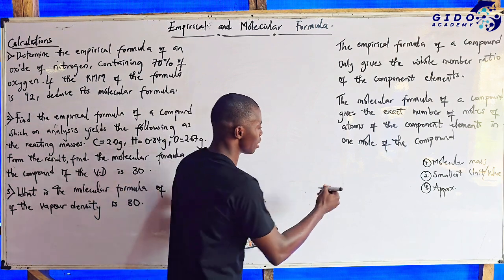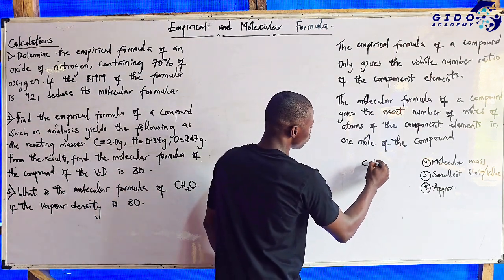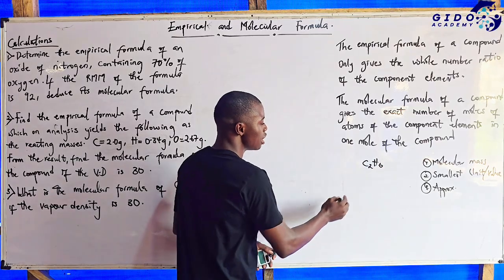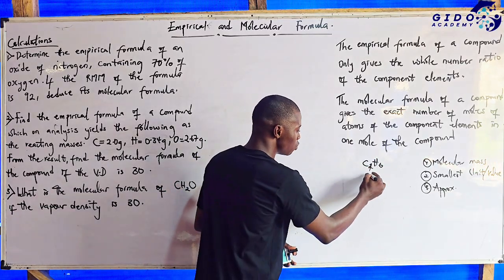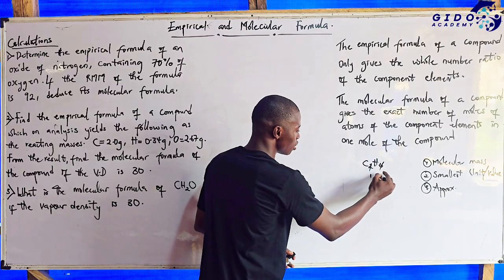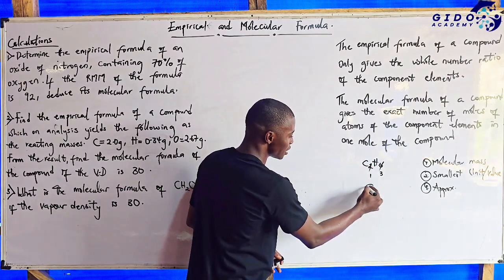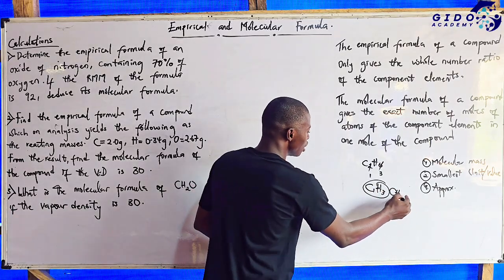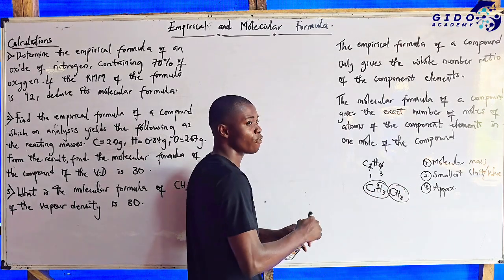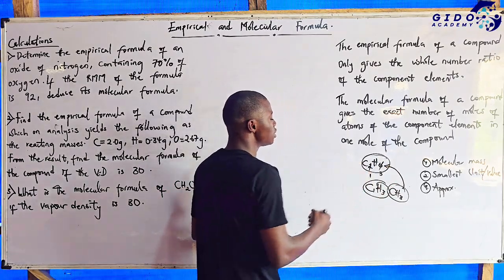Like what I will always tell my students, if you look at C2H6, the simplest value of this compound, if you divide this it will give us 1, and if you divide this by 2 it will give us 3. So the answer is C1H3, which is the same thing as CH3. So this CH3 is the empirical formula, while the C2H6 is what?